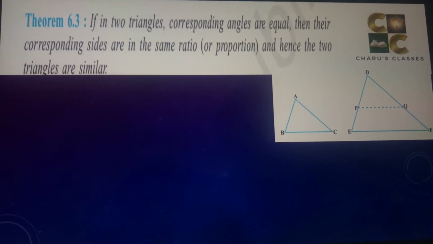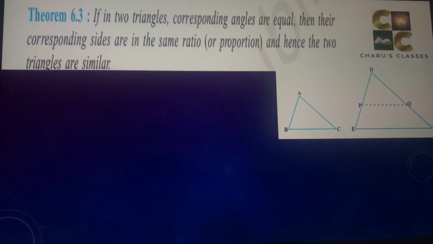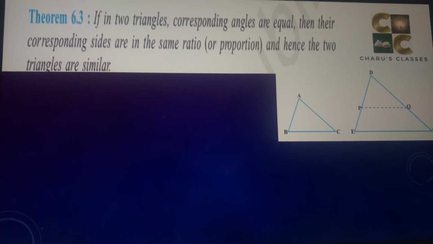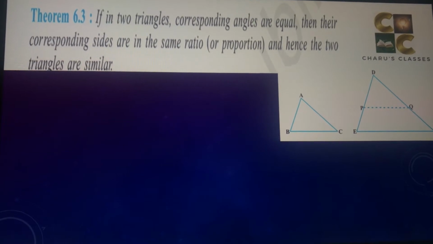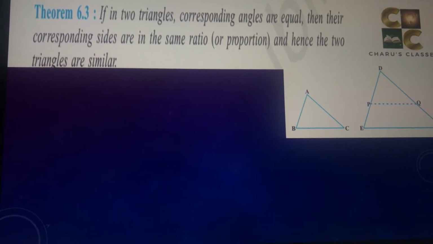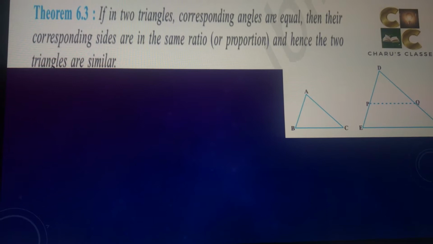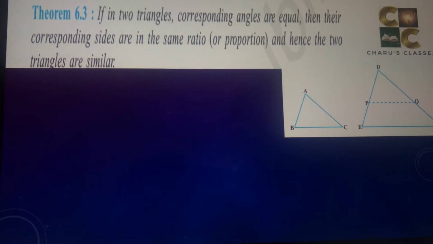Hello students, today we are going to do theorem 6.3 of class 10. If in two triangles corresponding angles are equal, then their corresponding sides are in the same ratio and hence the two triangles are similar.